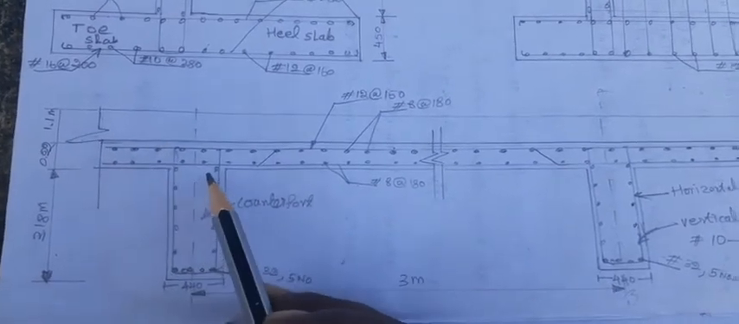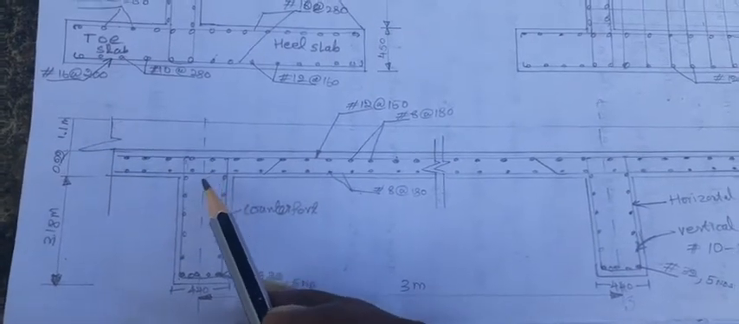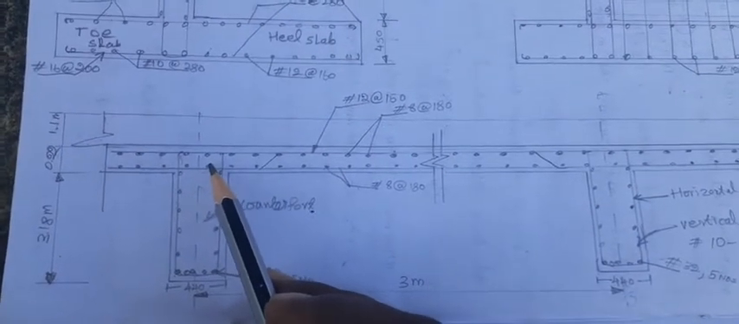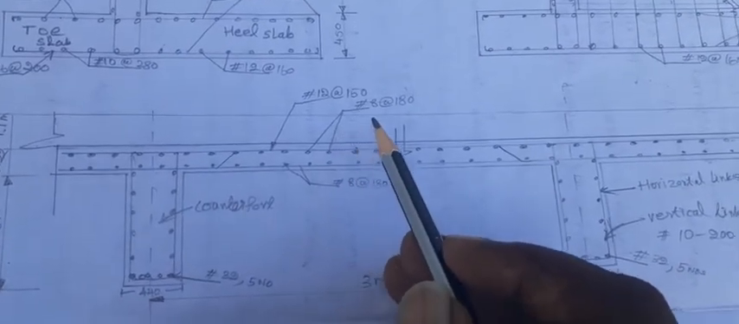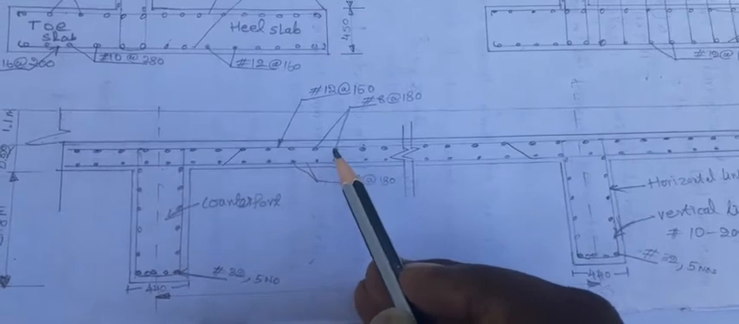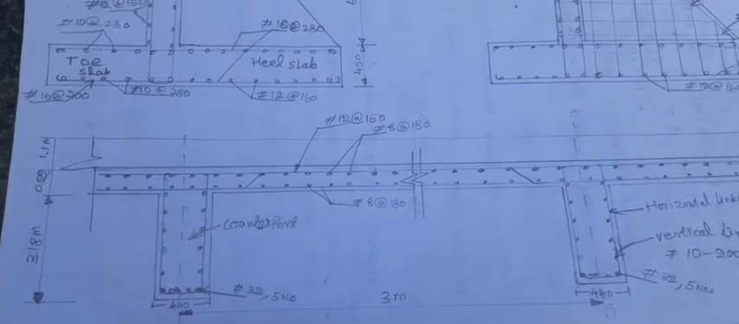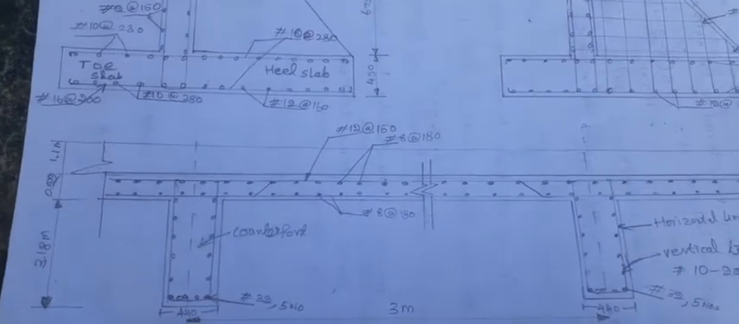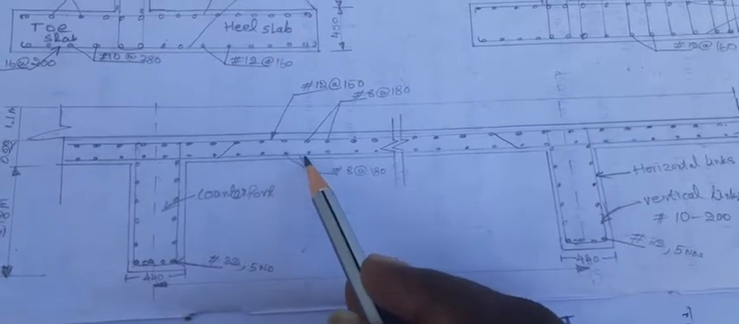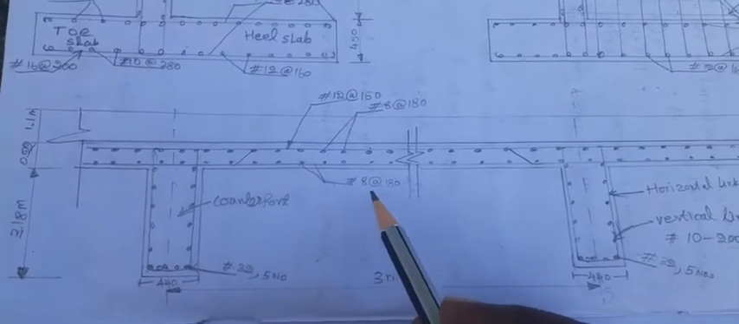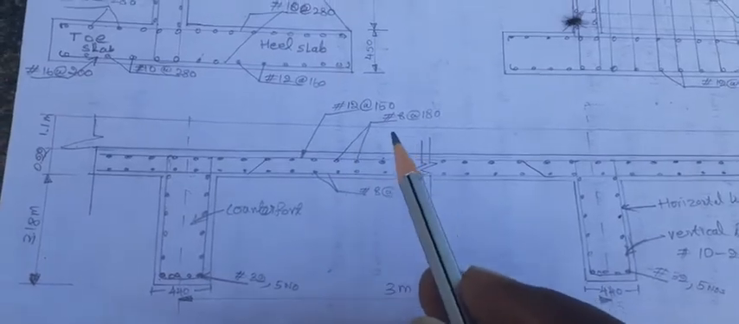Here is the main reinforcement detailing: 12 mm at 150 mm center to center provided at the face side. Then the distributor is 8 mm at 180 mm center to center. These dotted lines, the dots, represent the reinforcement. This is the distributor being provided. Similarly, the distributor is provided on the other face also, so I am providing 8 mm bars at 180 mm center to center. This is the reinforcement detailing for the stem.